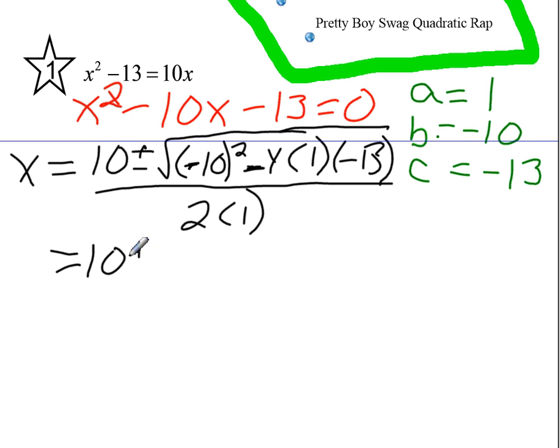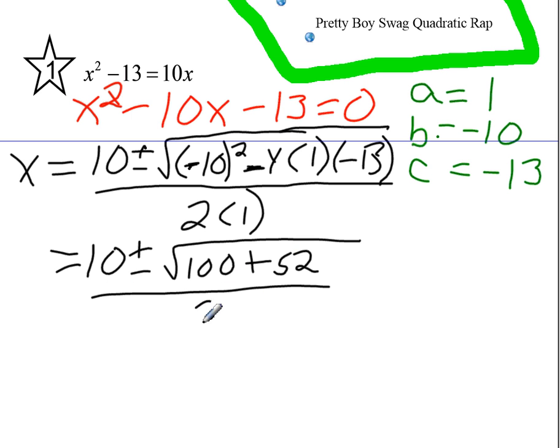First, starting with simplifying underneath the radical. 10 squared is 100. Okay, negative 4 times 1 times negative 13. I think that's positive 52. I'm just going to check that on the calculator. Positive 52, all over 2.